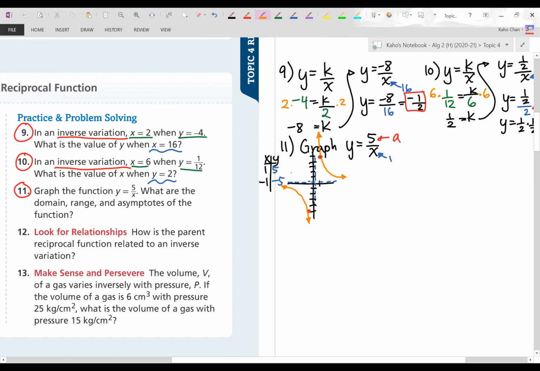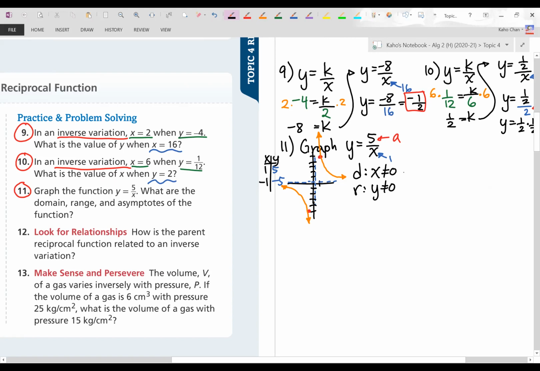They asked for the domain and range. Let's oblige them. The domain is all real numbers except the vertical asymptote at 0. So x won't equal 0 for the domain. For the range, it's the y values except y cannot equal 0 because there's a horizontal asymptote that exists right there.